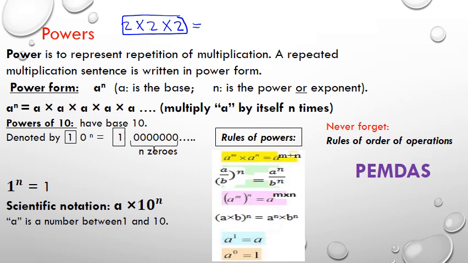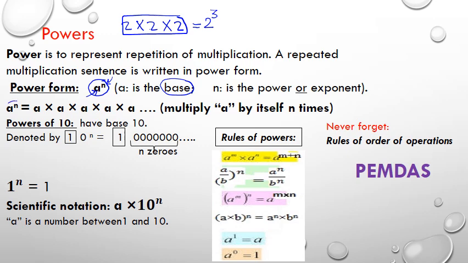What's the number repeated? The number repeated is 2. How many times is 2 repeated? It's repeated 3 times, so we write it 2 to the power 3. Always the power form is a to the power n. When we want to write any multiplication sentence in power form, we should write it in the form of a to the power n, where a is the number repeated and n is the number of repetitions of the multiplied number. Always in power form, a represents the base and n is the exponent or the power.